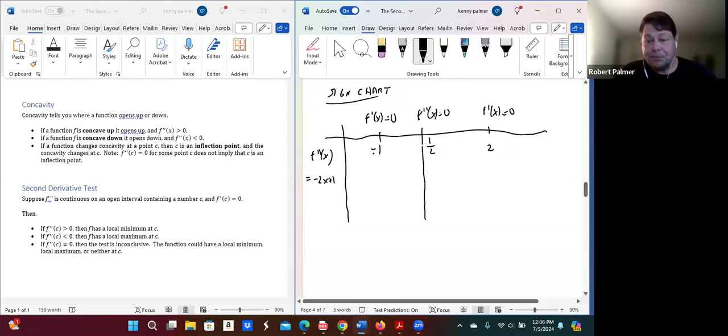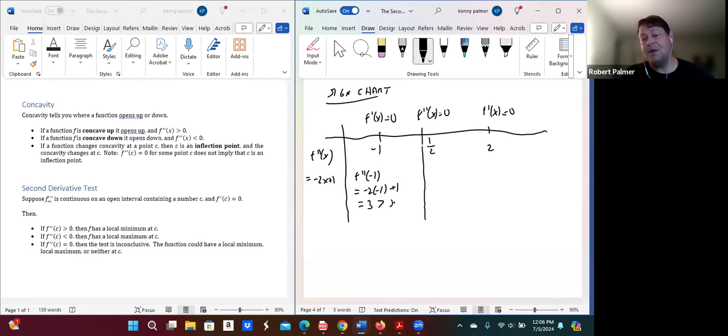Okay. And so we can also use those as test values to figure out what our concavity is. So you plug in, for example, right here, negative 1. So that's going to be f double prime of negative 1, which gives me negative 2 times negative 1 plus 1. And so negative 2 times negative 1 would be positive 2, plus 1 is going to be 3. More importantly, that's going to be positive. The second derivative will be positive.